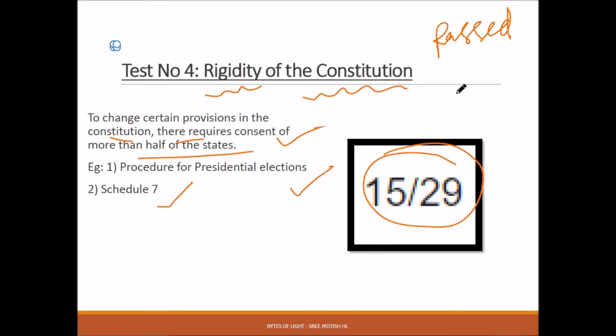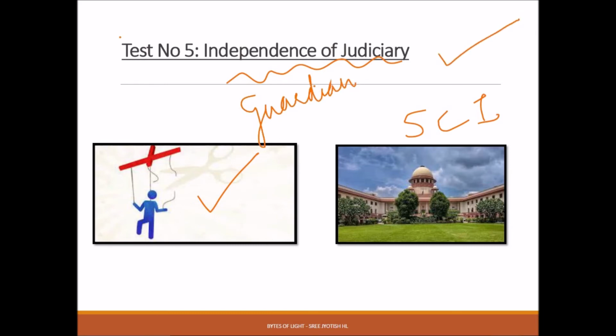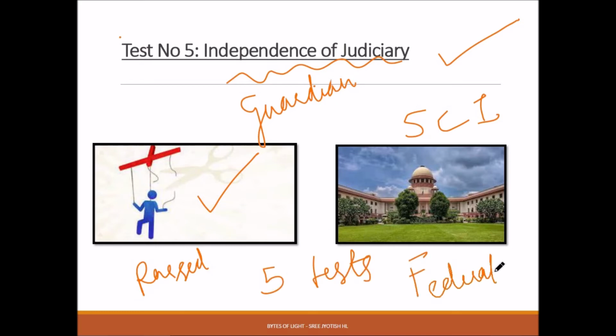Coming to the fifth test, that is independence of judiciary. This is the Supreme Court of India, and yes, our Supreme Court is completely independent, with no strings attached, and it is also the guardian of our constitution. So we passed that test also. So we have passed all the 5 tests. So we can agree that our constitution is federal in nature.